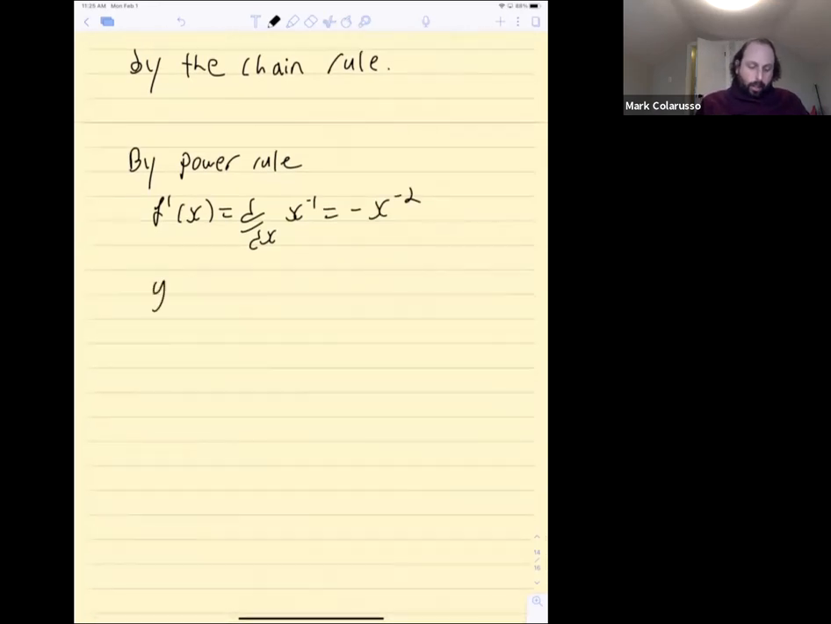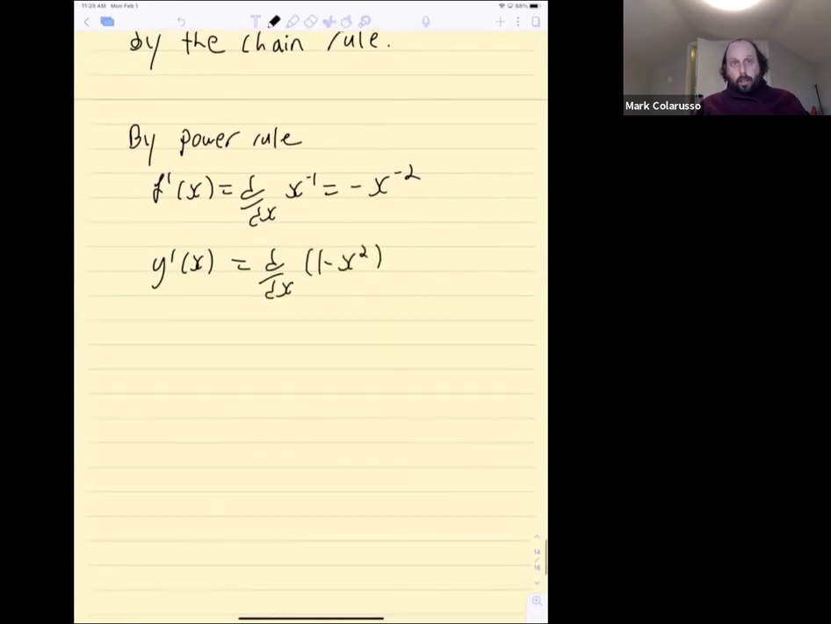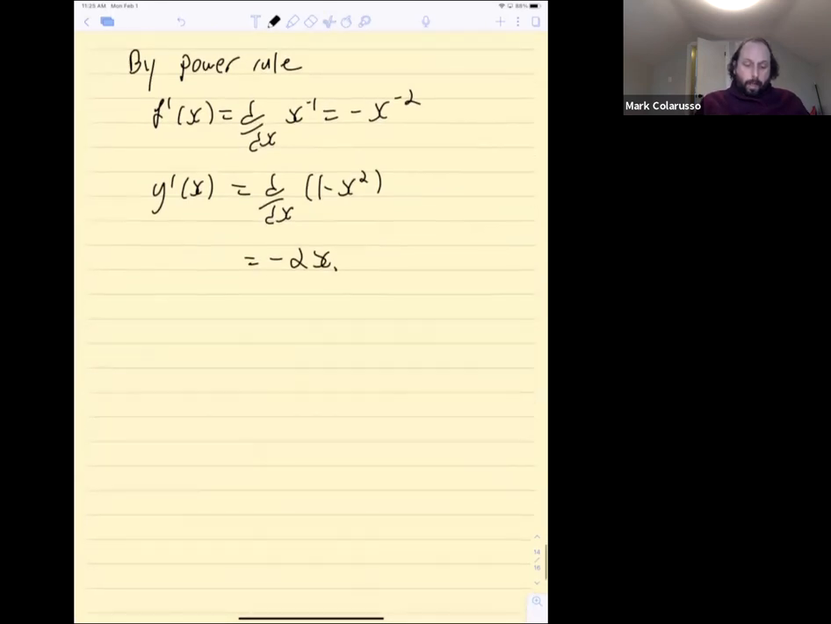And again, essentially by the power rule and sum rule, the derivative of g is the derivative of 1 minus x squared. Okay, so the derivative of a constant is 0. And then we just have to worry about the derivative of minus x squared, which is minus 2x, right?